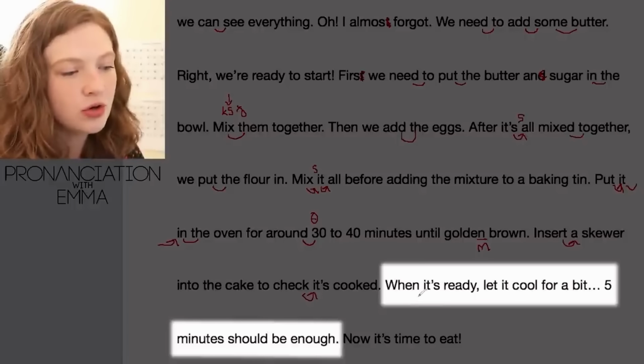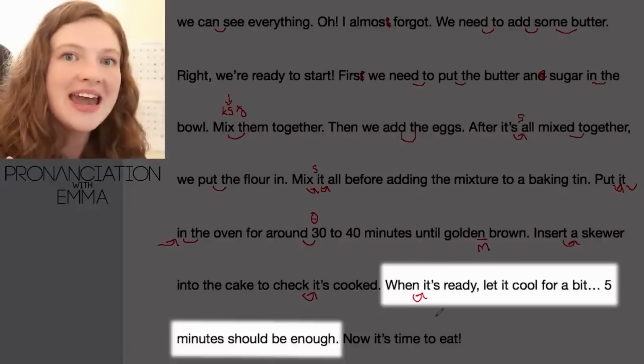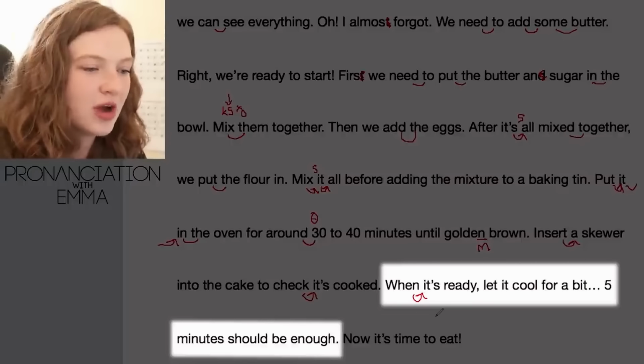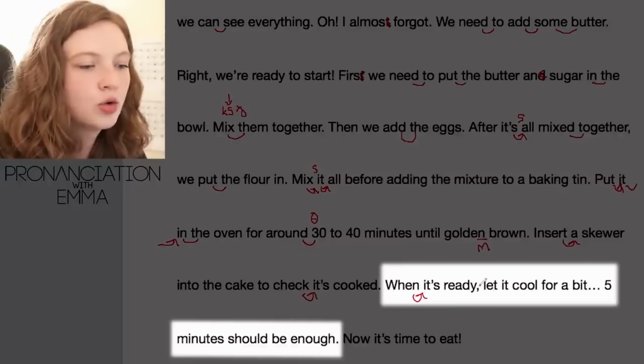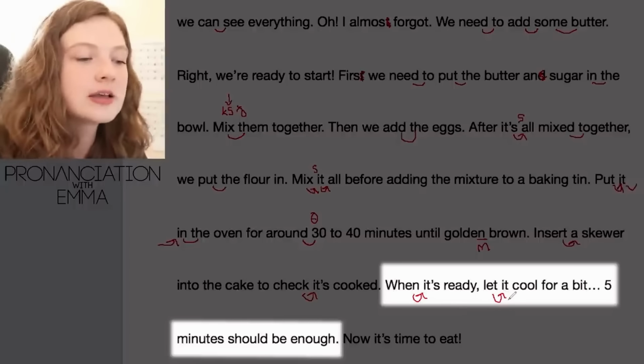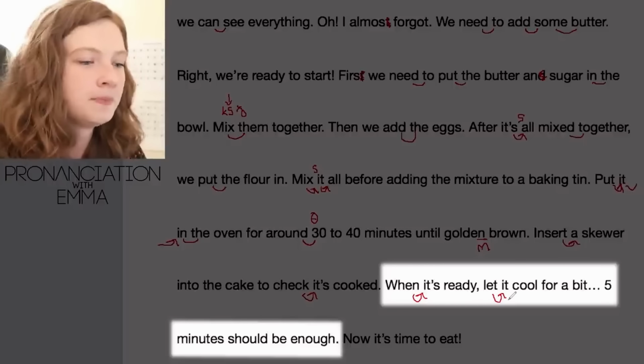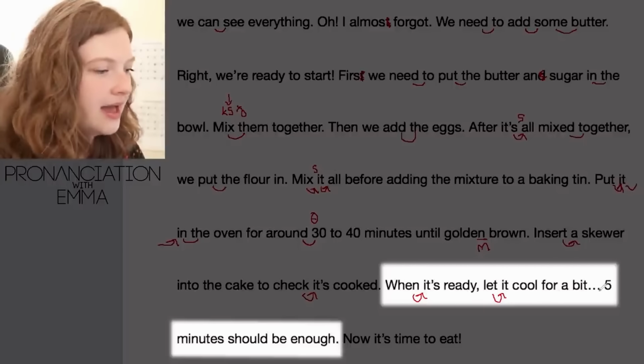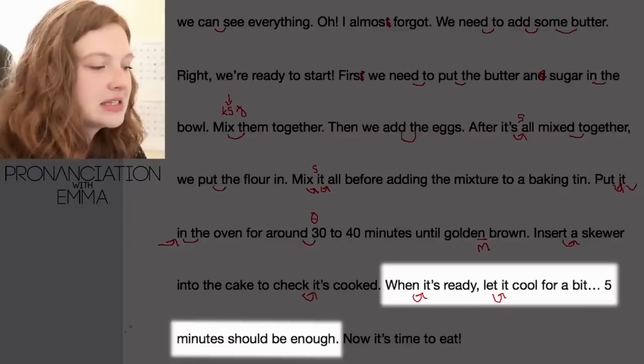When it's ready, we're going to move that n over. When it's ready, let it cool. We're going to move that over to the next word. So let it cool for a bit, cool for a bit. No other link in there. 5 minutes.